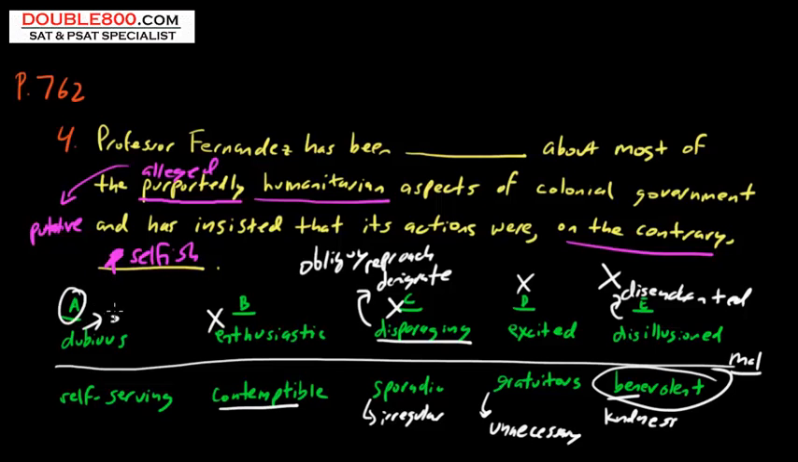A, dubious, is skeptical, not believing that they were humanitarian. She has insisted they were, on the contrary, self-serving. And so that's it. It's a pretty clear choice, lots of good vocab. And by the way, the opposite for self-serving, another synonym for humanitarian or being kind or selfless, is altruistic or altruism. That would be the opposite, though. All right, the answer here is A.